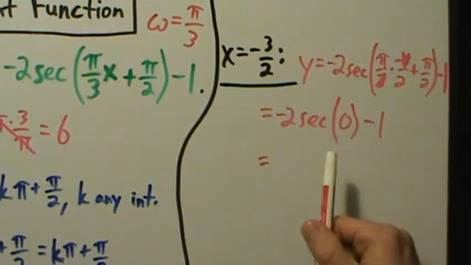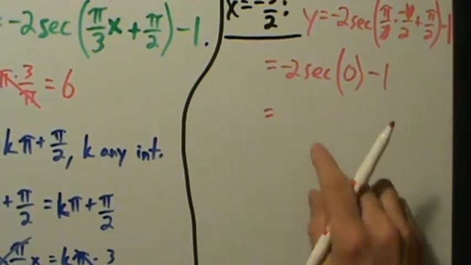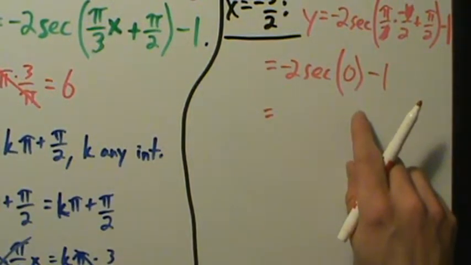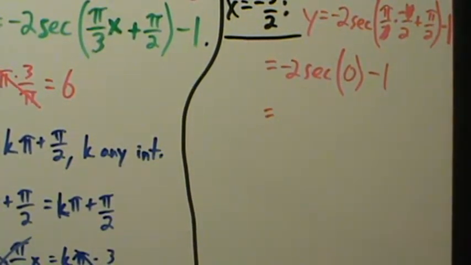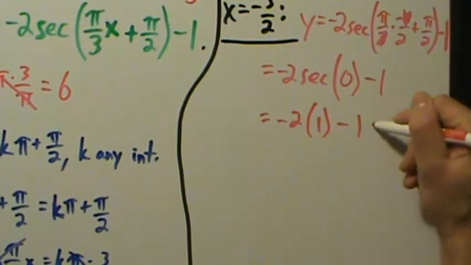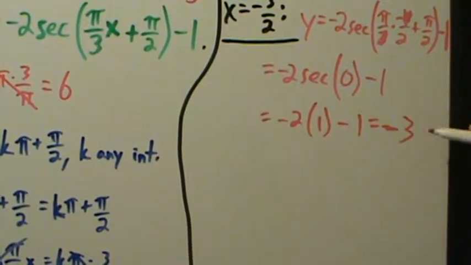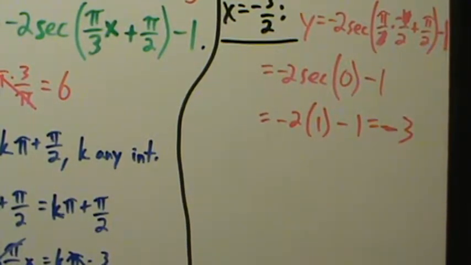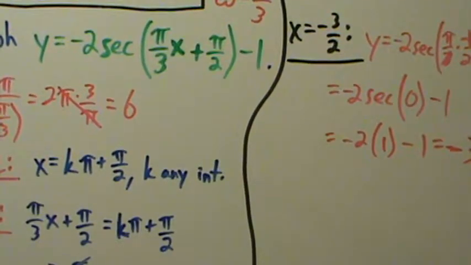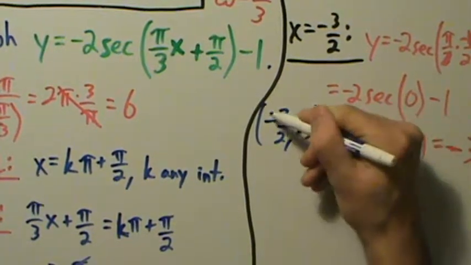Okay, so then this is where our knowledge of the unit circle comes in handy. If you have trouble with that, just remember secant is 1 over cosine. So secant of 0 is the reciprocal of cosine of 0. In other words, secant of 0 is 1 over cosine of 0. But no matter how you think of it, secant of 0 is 1. So this is negative 2 times 1, and then minus 1. Negative 2 times 1 is negative 2. Negative 2 minus 1 is negative 3. Okay? So when x is negative 3 halves, the corresponding y-coordinate is negative 3. Negative 3 halves, comma, negative 3.